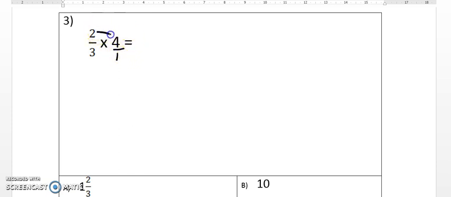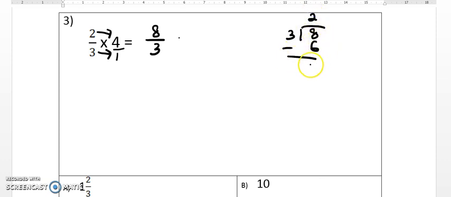Then you just do the MRT method. 2 times 4 is 8. 3 times 1 is 3. Now, this is a mixed number. So what you need to do is you just do the swimming pool method. Swimming pool method. 8 over 3. Go to the 3 house. Is there 8? No. So just choose 6. 8 minus 6 is 2. Then after that, do the swimming pool method. 2 whole equals to 2 whole 2 over 3.